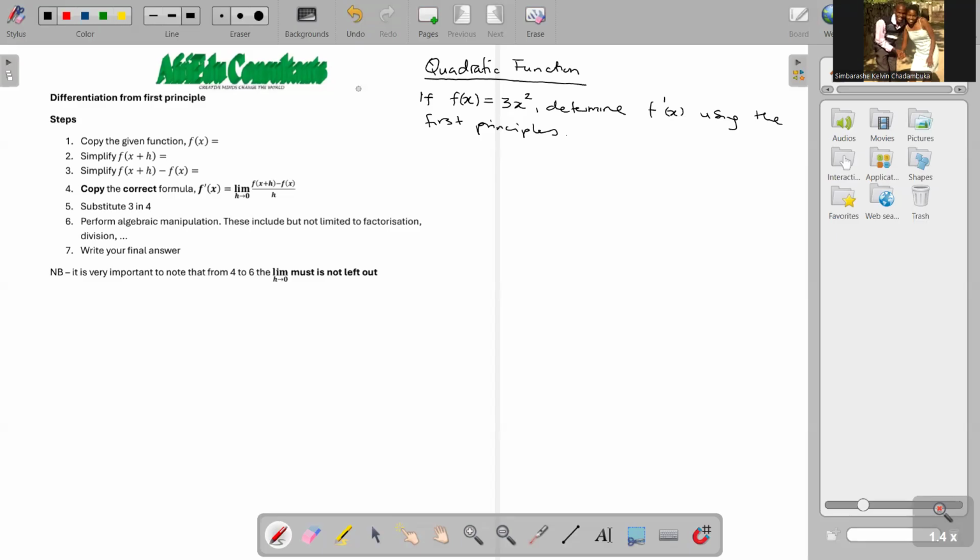Right. Now we are going to deal with differentiating a quadratic function from the first principle. In this case, you are given f(x) equal to 3x squared, and you are required to determine the first derivative using the definition, or using the first principle. So here comes our solution.